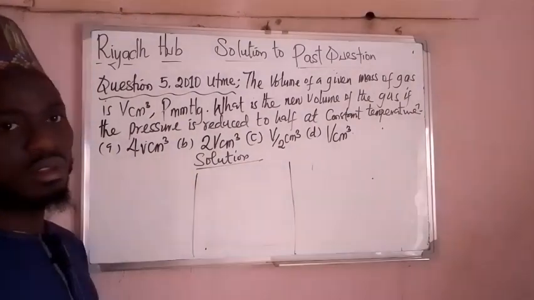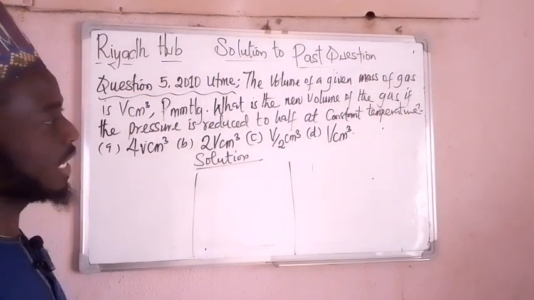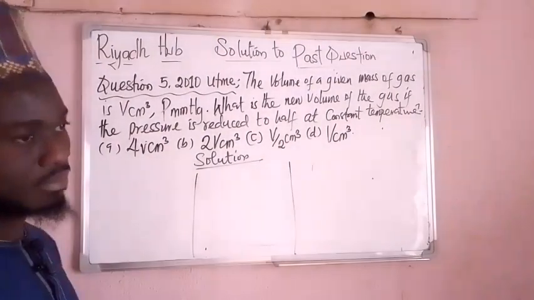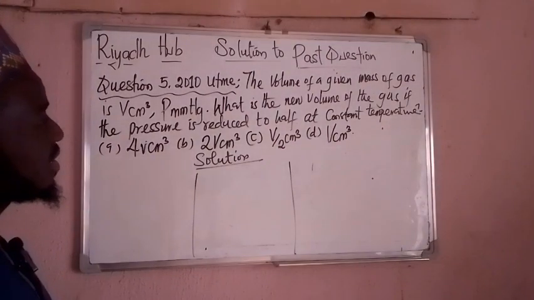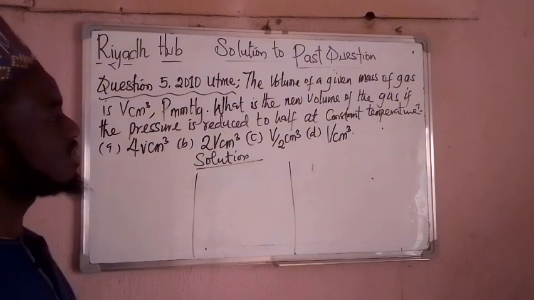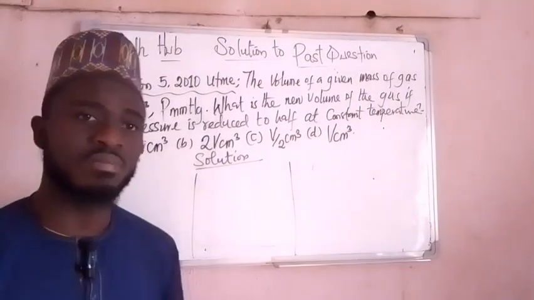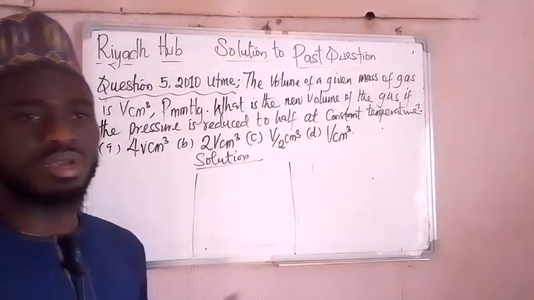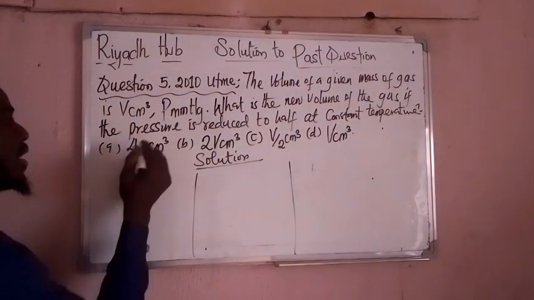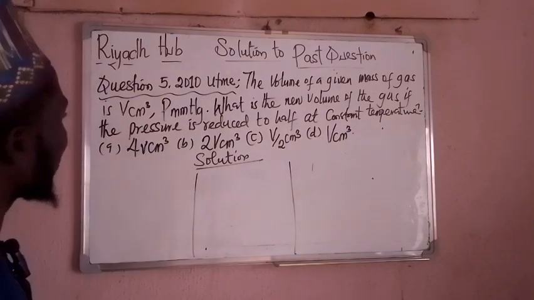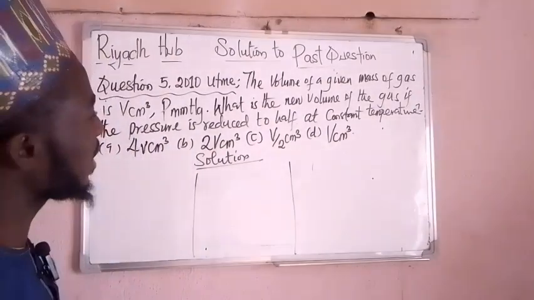the gas laws that guide our gaseous substances. It's testing if you actually understand the differences in the various gas laws. We have Boyle's law, Charles' law, Gay-Lussac's law, pressure law, and others. The options are: A is 4V centimeter cube, B is 2V centimeter cube, C is V divided by 2 centimeter cube, and D is V centimeter cube.